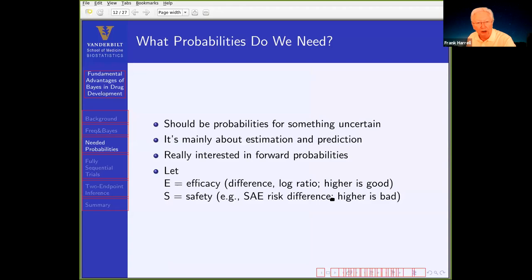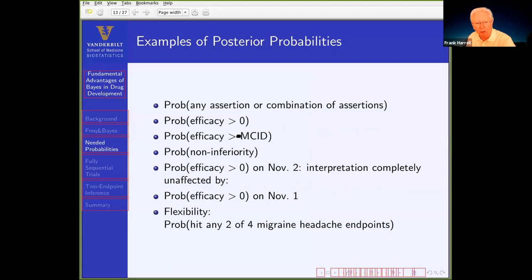And so we need certain probabilities, and these are just examples of the kinds of probabilities we'll be calculating: the probability of any efficacy, the probability of efficacy greater than some minimally clinically important difference, probability of non-inferiority. And this is really, in a nutshell, why Bayes is so flexible.